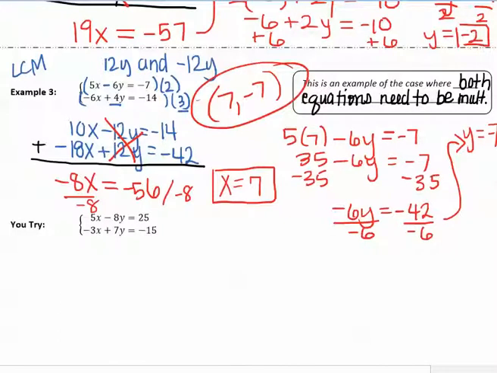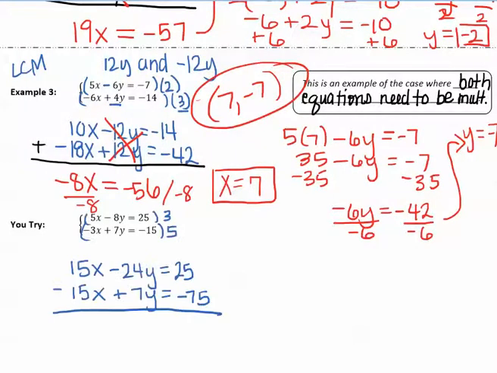Okay, it's the last one. Your turn. Give it a try. I would suggest canceling out the x's on here, not the y's, just because the numbers would be smaller, but it's not impossible to do the y's. Okay, when you think you have your answer, push pause or push play.